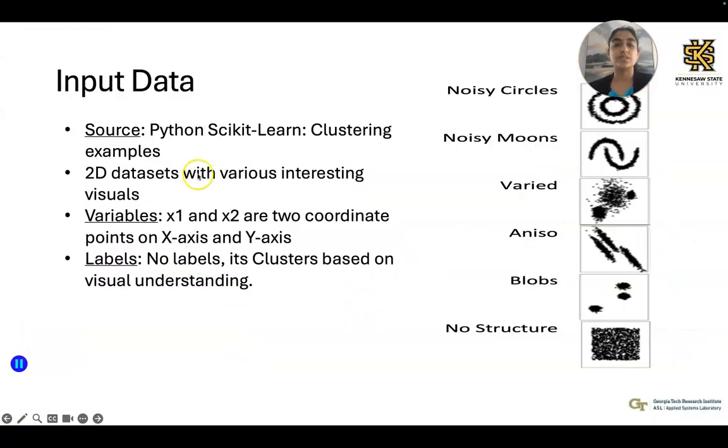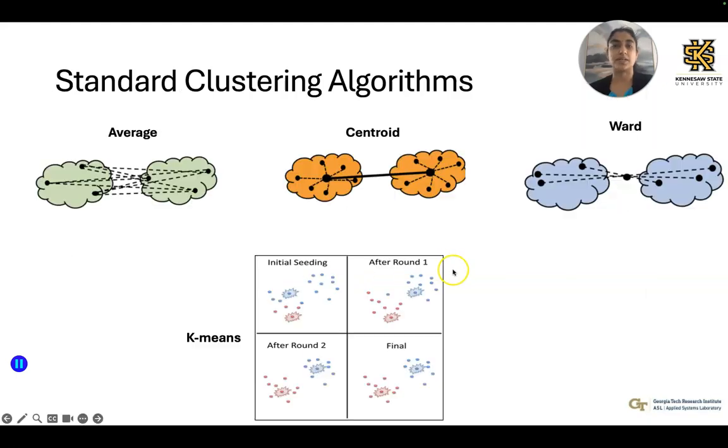The data here we are considering is from scikit-learn, which is a 2D data set with various interesting visuals. Human eyes can differentiate between the clusters, whereas the algorithm failed to do so. So here is a varied range of different types of data structure, from clearly understandable clustering methods to no structure. These data points are coordinates on xy coordinates, and they do not need any normalization. Label here is no label because it's unsupervised learning and the clusters are based on visual understanding.